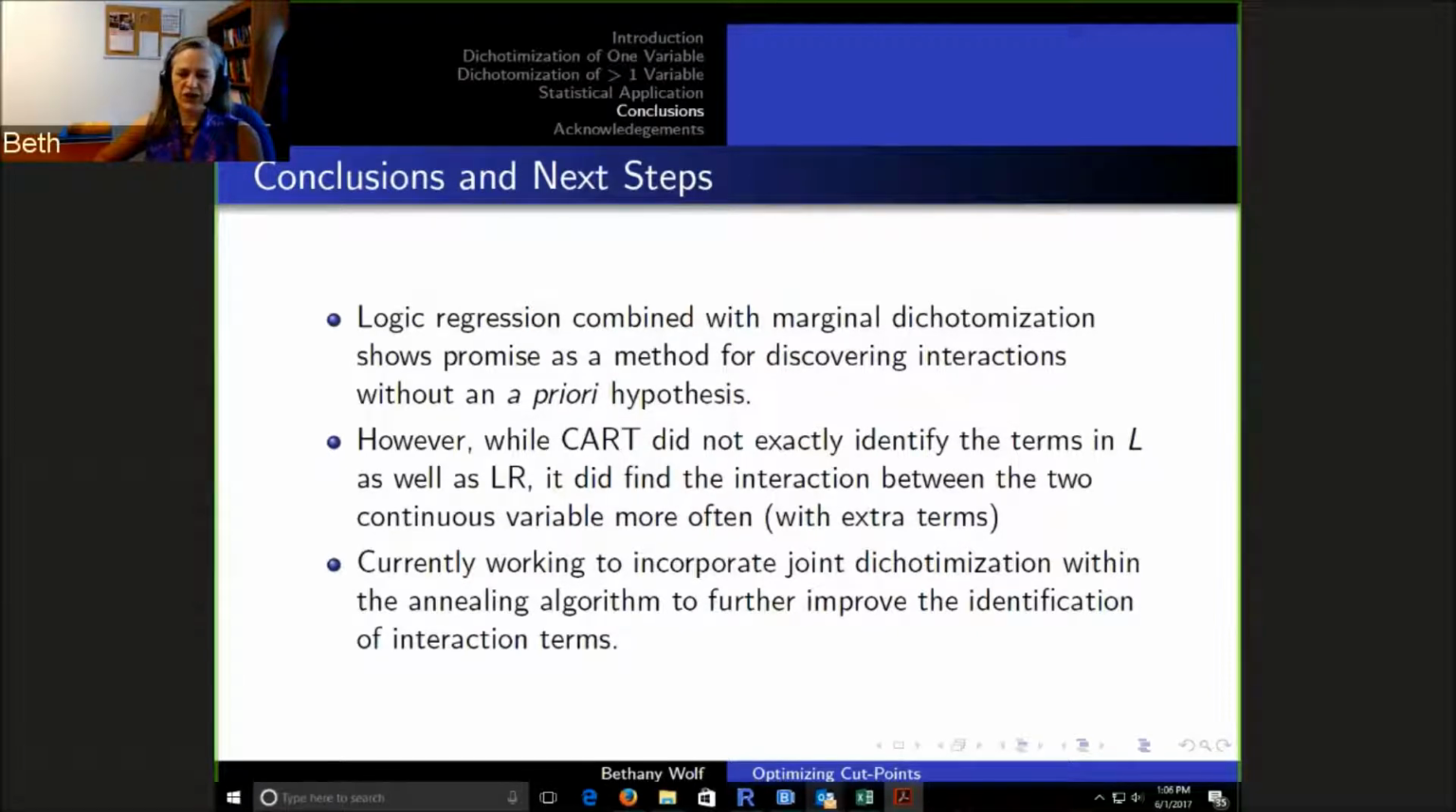So at the moment, right now we're dichotomizing outside of the logic regression framework and then fitting a logic regression model. I actually have a student who's working on incorporating the dichotomization within the simulated annealing algorithm so that C-logic can simultaneously look for cut points as it's fitting the model.